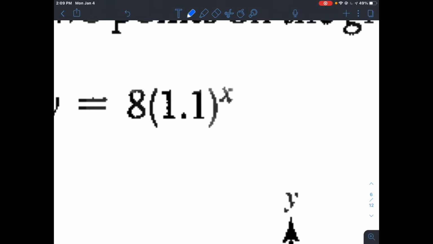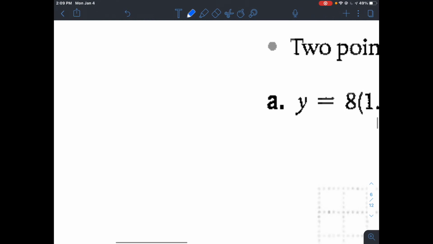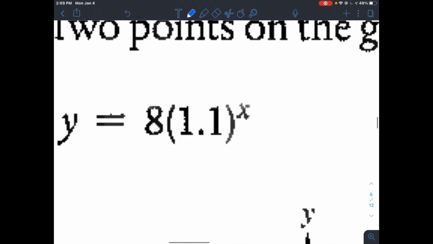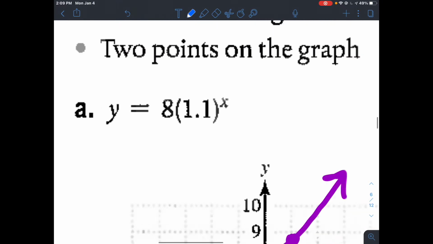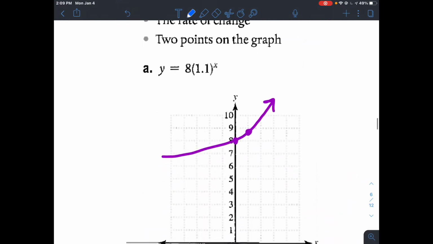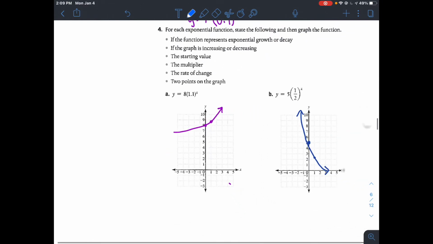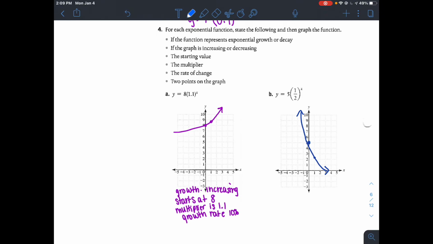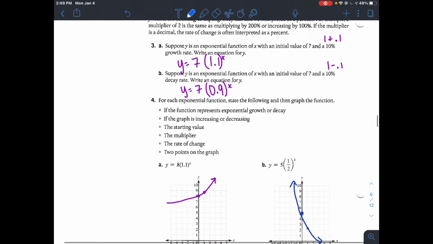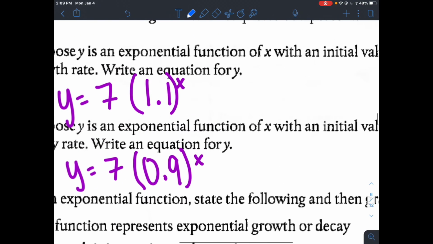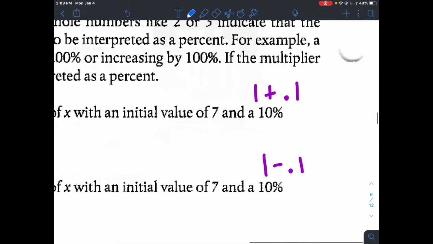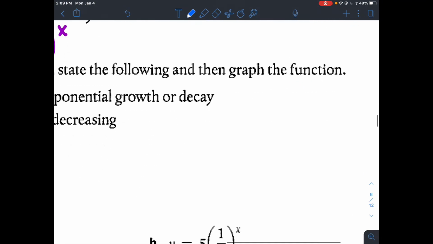What's the starting value going to be? Well, my starting value is going to be, I'll just leave it here. Starting value is going to be 8. The multiplier is going to be the 1.1. My growth rate, or my rate of change, is going to be 10%. So thinking back to this one here, they had a multiplier of 1.1, meaning that it had a growth rate of 10%.